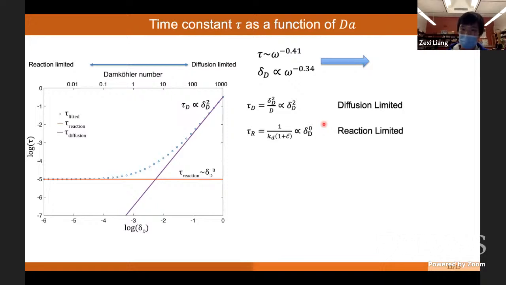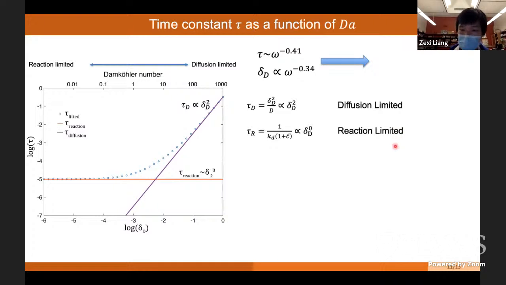Okay, and what about our experimental observation? We found that tau is proportional to omega to the minus 0.441. And also from the simulation, we know that delta D scales with omega to the minus 0.34. So it's neither diffusion limited nor reaction limited. It's somewhere in between.